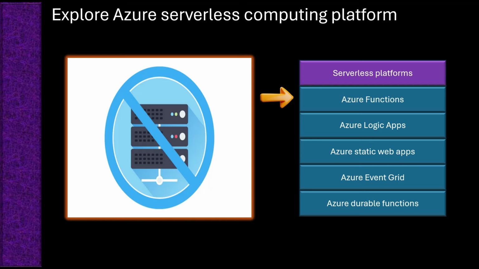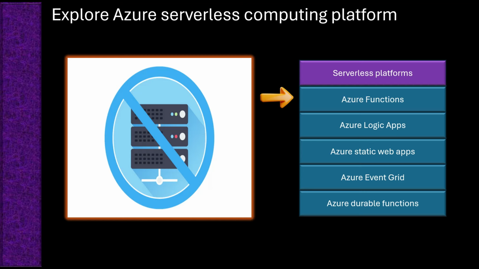Azure Function is a serverless compute service that allows you to run small pieces of code called functions in the cloud. Functions are event driven, meaning they execute in response to various events such as HTTP requests, database changes, or messages from other Azure services. Azure Function automatically scales out to handle load and scales back in when demand decreases.